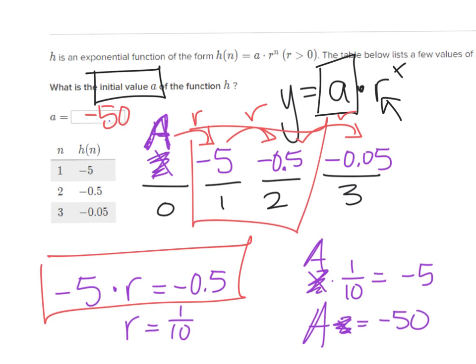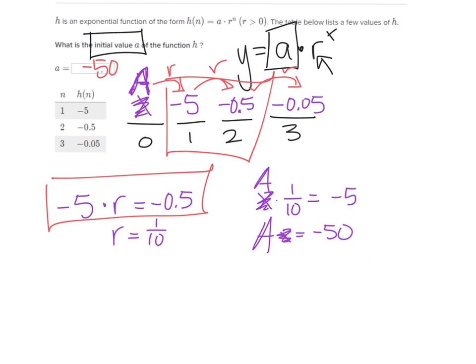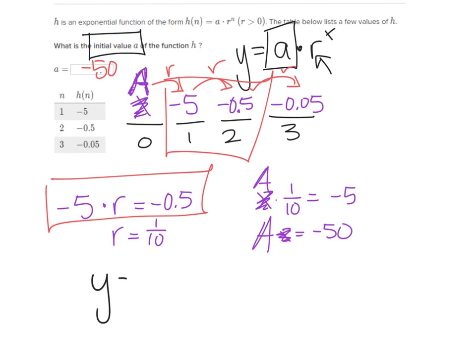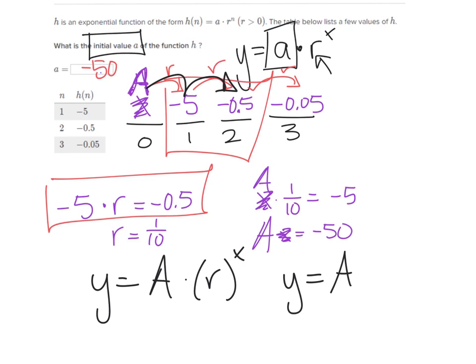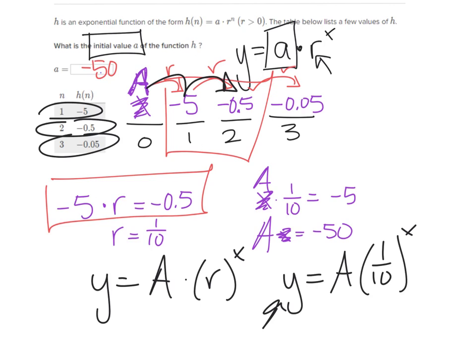You could have also, if that didn't make sense because we did this previously, a times the base to the x. So we found that the base multiplying each time, r, was 1/10. So we could have said y equals a, which we're looking for, times 1/10 to the x. And then you could take any of these values, x and y, and plug them in, and you'd be able to solve for a as well, and you'd get negative 50.